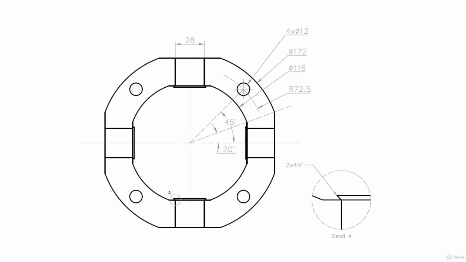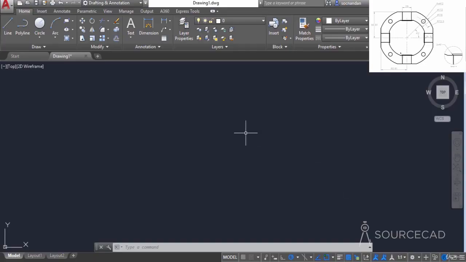In this video, I'll make this very simple drawing in 2D, and for making this drawing, we'll basically use the array tool. So let's get started with the basic draw tools first. So go to the draw panel and select this construction line option.